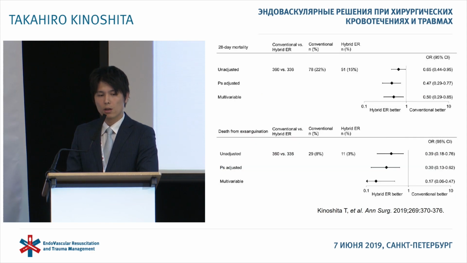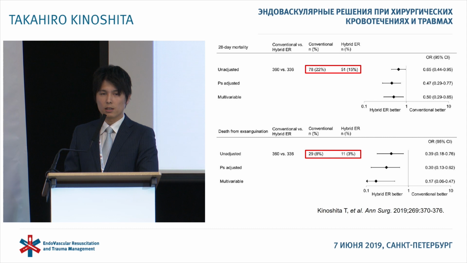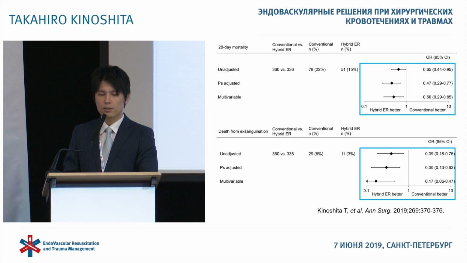As a result, the 28-day mortality was decreased from 22% to 15%, and especially, deaths from exsanguination became less than half. And in the 3 models of logistic regression analysis, the hybrid ER group was significantly associated with improved mortality.